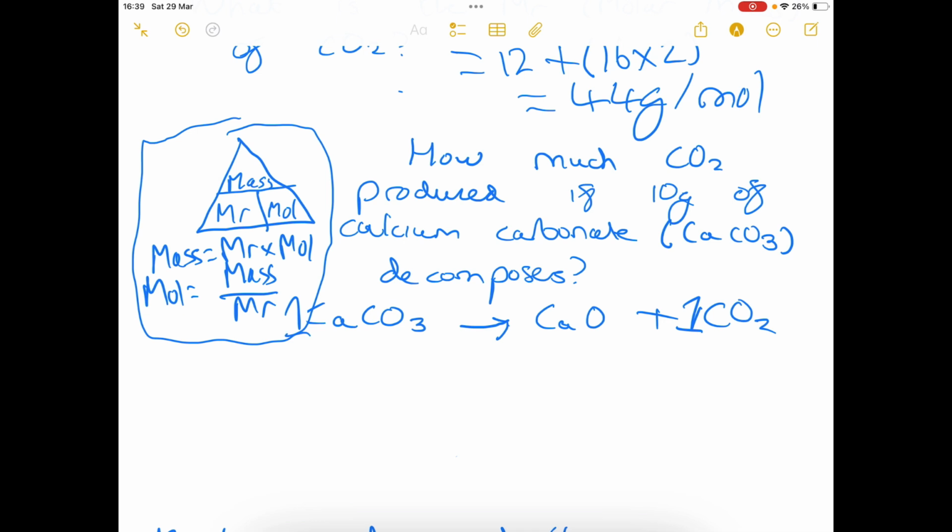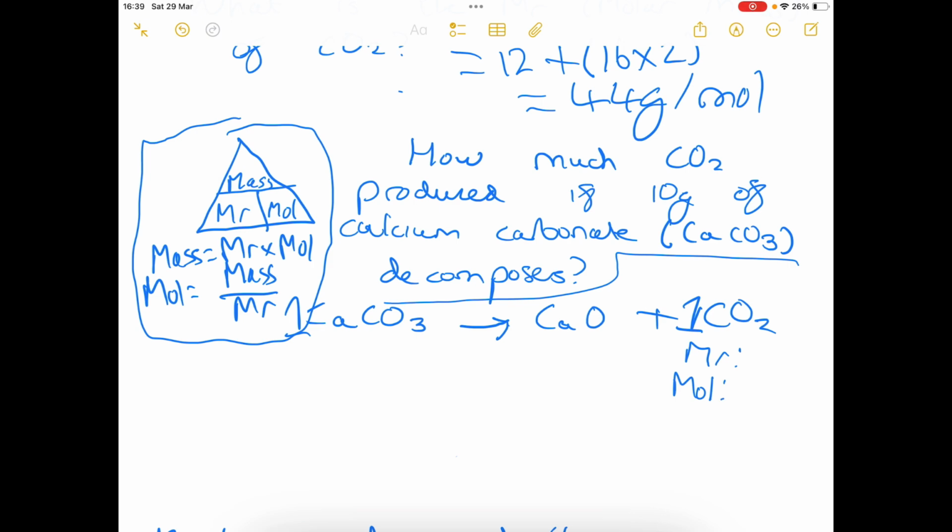So what I've done here is, for the sake of learning, I've put a little 1 in front of CO2 and CaCO3. And this is known as a stoichiometry ratio. So for every 1 mole of calcium carbonate, there is also 1 mole of carbon dioxide. And this is important because in order to calculate the resultant mass of carbon dioxide, we need to know the Mr and also the mole.